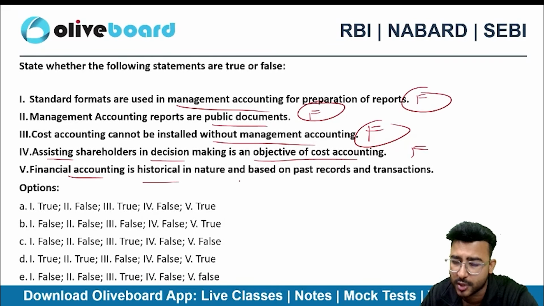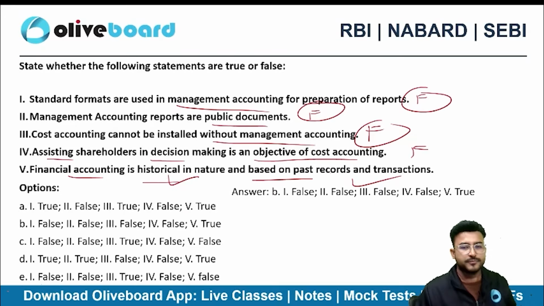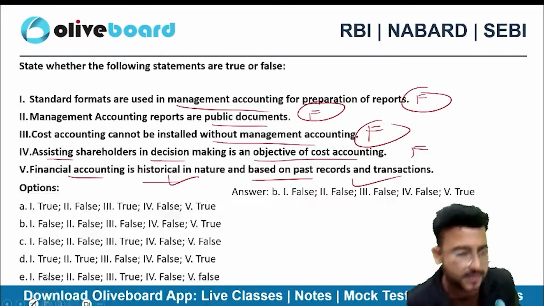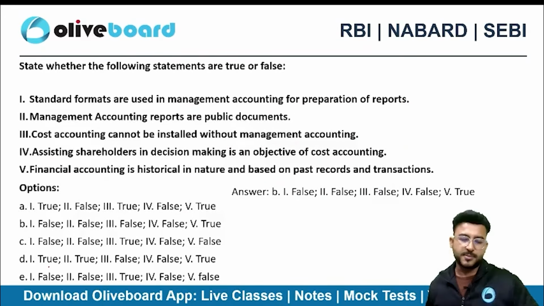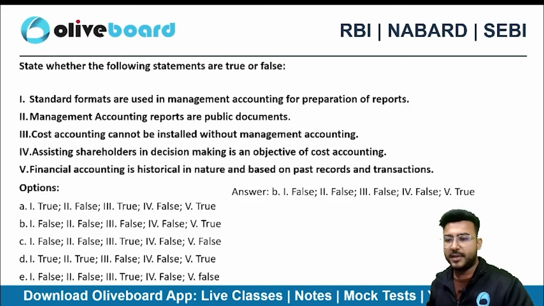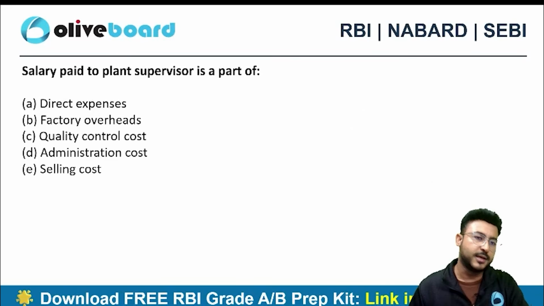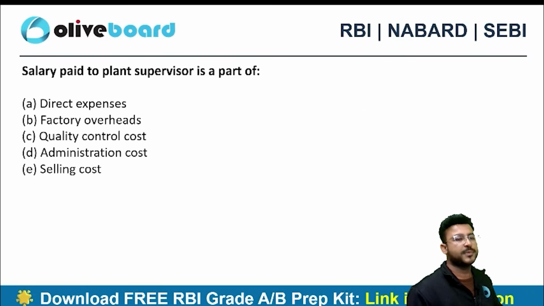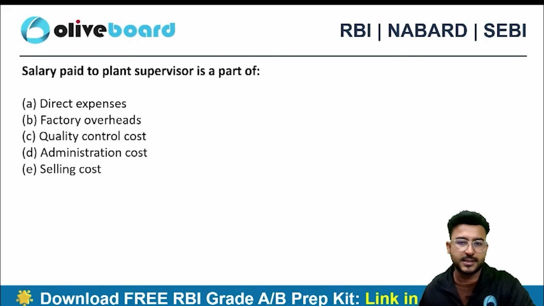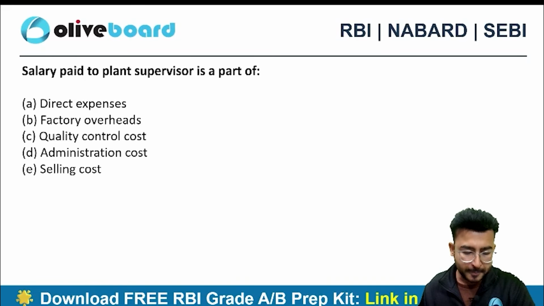Financial accounting is historical in nature, yes. Based on past records and transactions, yes. Right? We always learn the concept of historical cost records, right? So option B here will be the correct choice. Next one, a very simple question. Salary paid to the plant supervisor is a part of what? I have paid the salary to the plant supervisor.